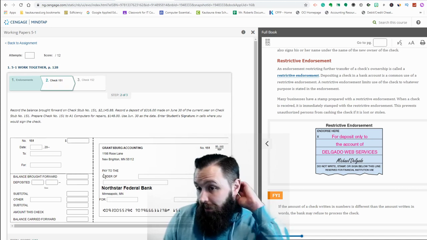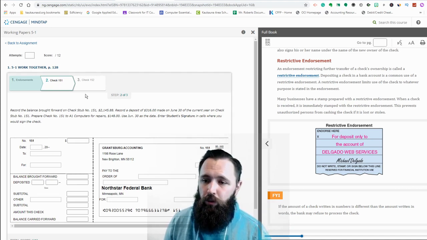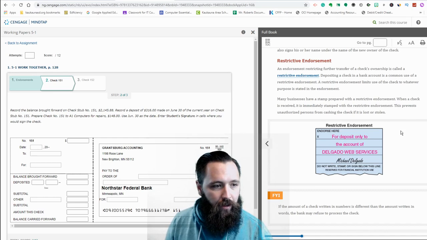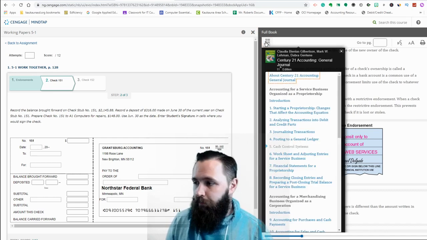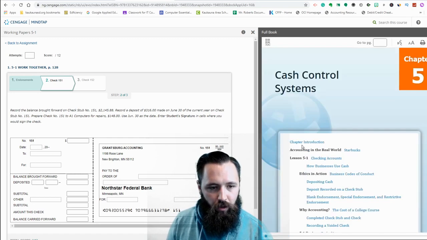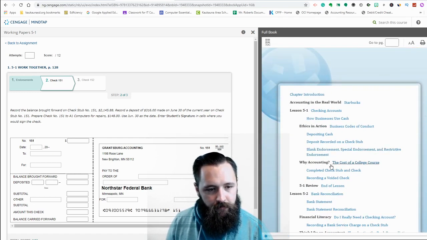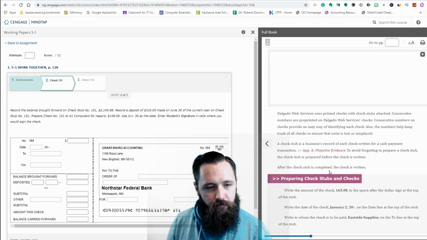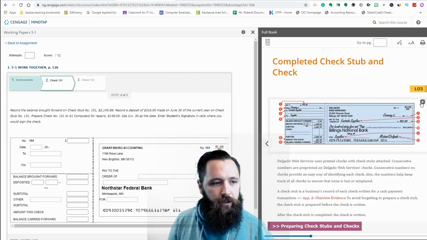Let's move on to step number 2, which it looks like we're writing out a check. So why don't I move back into my table of contents here, and I'll go back to 5, and going into completing a check stub.